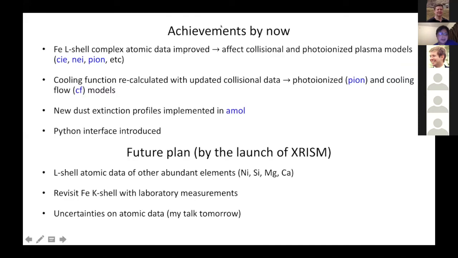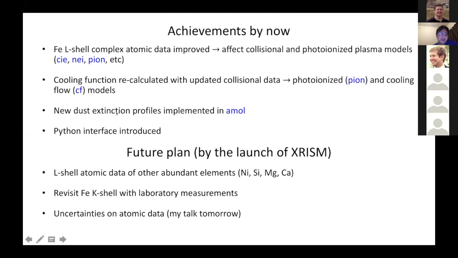As a summary, basically we're now on our way to the launch of XRISM in 2022 or 2023. And the SPEX development is also at a kind of intermediate stage. We now have a whole new set of Fe L data ready, for which we have run a whole set of theoretical calculation. We have extra cross-section from the EBIT experiment, and we have also verified with the Capella spectrum. A new cooling function for photoionization and cooling flow model are implemented.